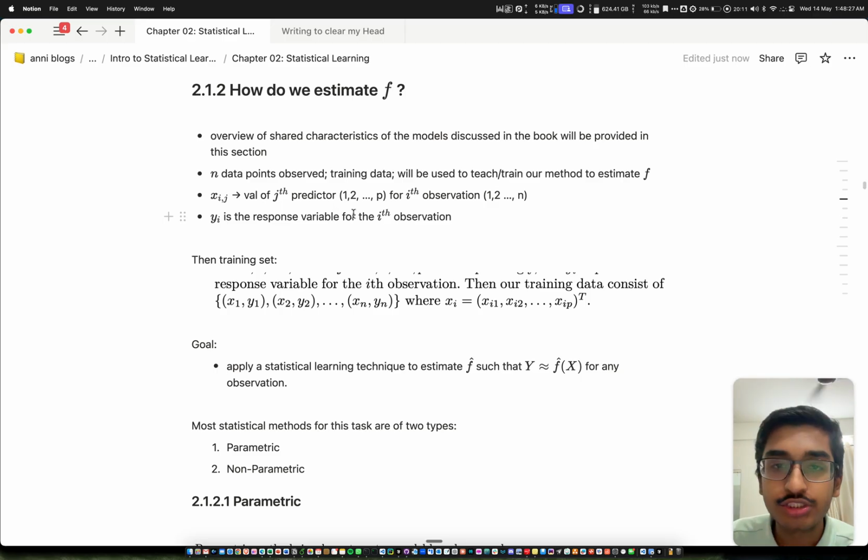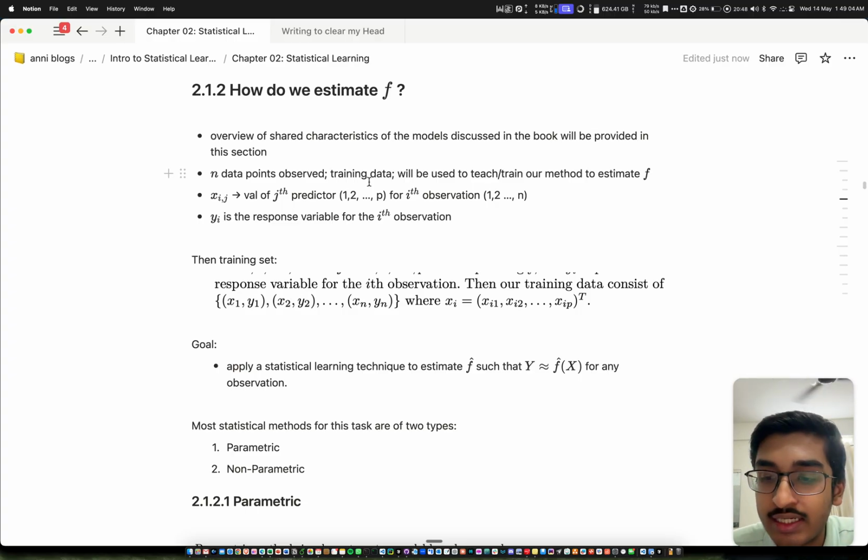So here's a bit of notation. Let's say you have, again, imagine a table. In statistical learning, it's always good to imagine tables. When you come to deep learning, multimodal stuff, large language models, then you think about text and images and stuff. But for statistical learning, I think tables are fine. So let's say you have n data points observed, and that's your training data. And you have x_ij, where i denotes the observation of your data, like the 50th observation of my training data set, and j is which predictor it corresponds to.